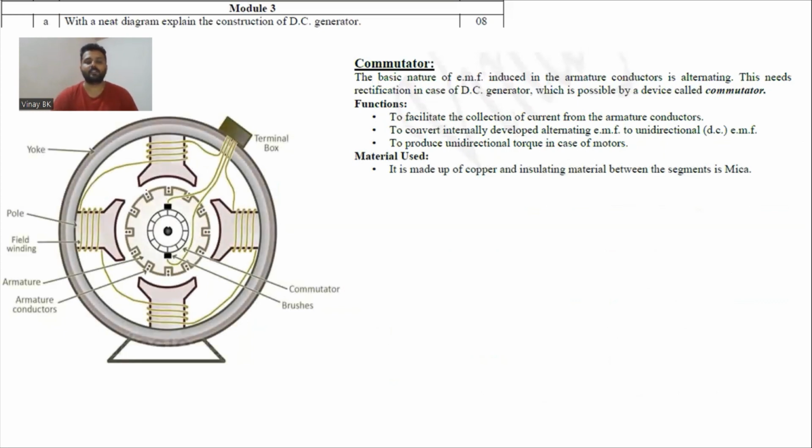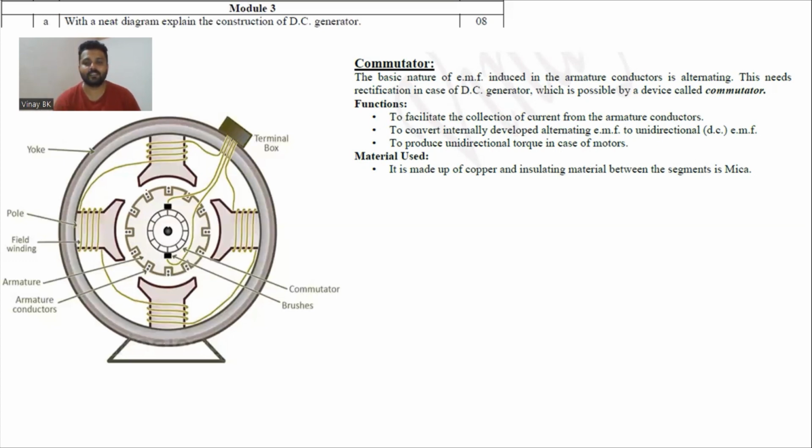So commutator, basically what happens whenever the supply is given to the pole core with the help of field coils, also called field winding, the pole acts as an electromagnet and produces electromagnetism and hence it produces magnetic flux. That flux is linking with the armature, so the armature induces the EMF, and that induced EMF is AC. So you need to convert that AC voltage into DC voltage.